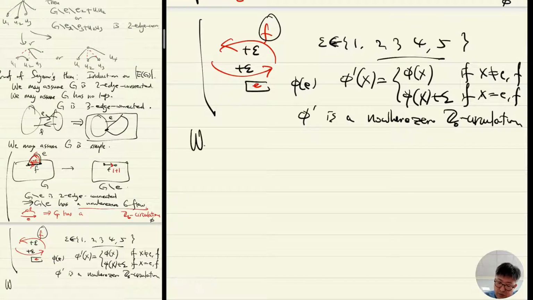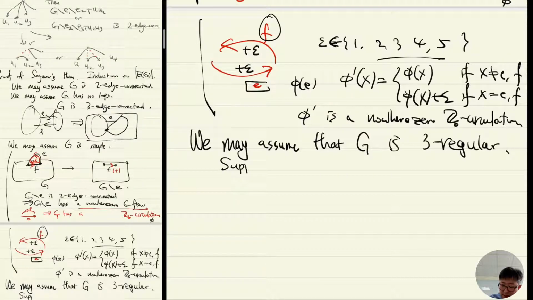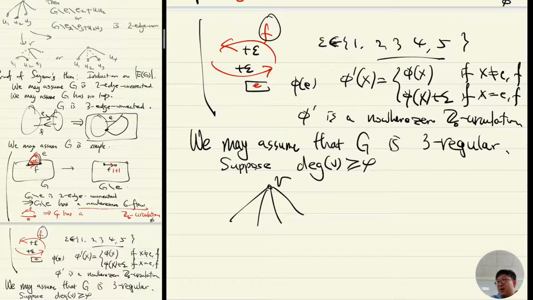Now, this next claim, we may assume that G is 3-regular. There's no vertex of degree larger than 3. So suppose not. Suppose degree of V is at least 4. Alright. So let's say E1, E2, E3, E4 are the edges incident with it, and U1, U2, U3, U4 are the corresponding neighbors. And we know that G is 3-edge connected.